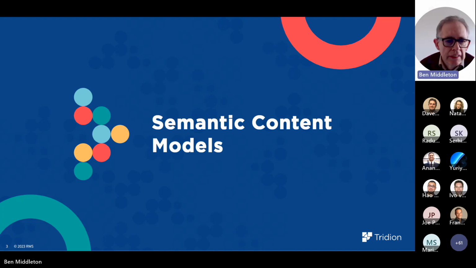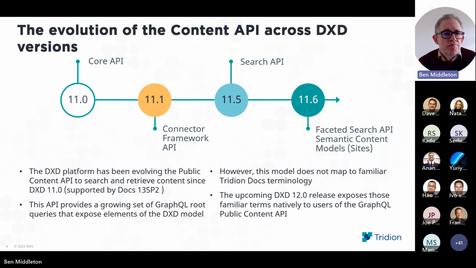So, semantic content modeling. A brief history of our dynamic experience delivery with the Docs platform, and in particular, what we call our public content API. Now, this API was introduced with DXD 11, which came with Docs 13 SP2. This provided a GraphQL-based API that exposed a number of new ways of retrieving content from our platform that superseded our legacy OData-based REST endpoints.